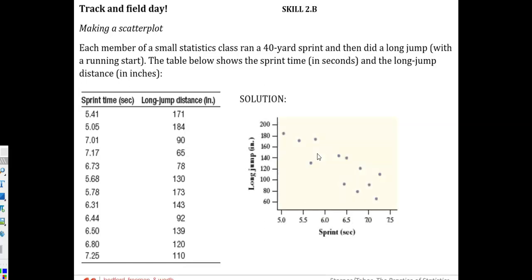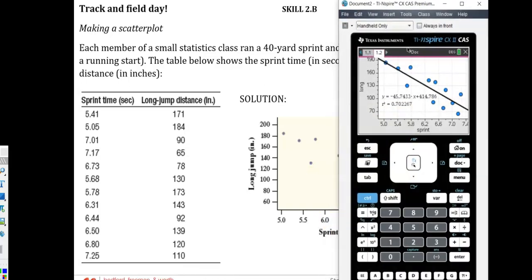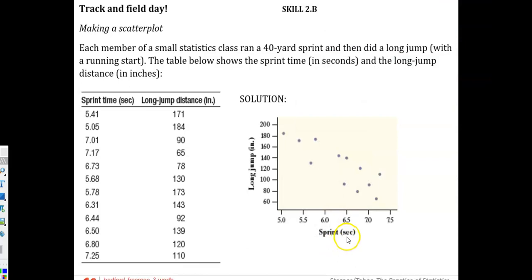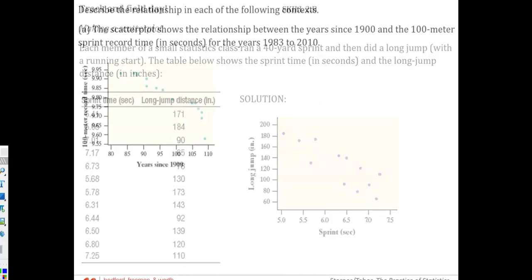And so again, make sure to label it. I didn't label mine, but the calculator kind of labels it. It at least says sprint and long there. But you want to put the units, so sprint in seconds if you draw it on your paper, and long jump in inches. And then label the graph. What is that representing? 40-yard sprint. So stat Olympics. I don't know what you want to call that, but we come up with some kind of a name. Statistics students have an Olympics match here.